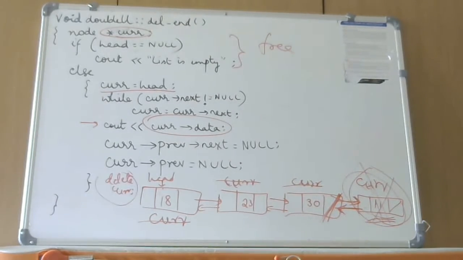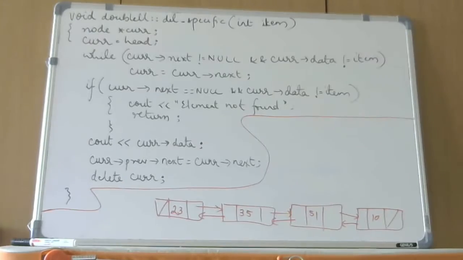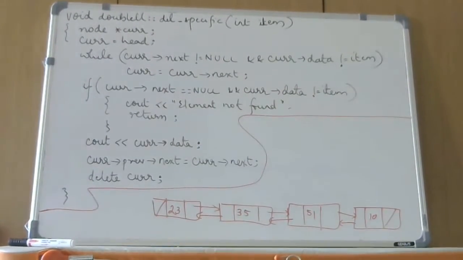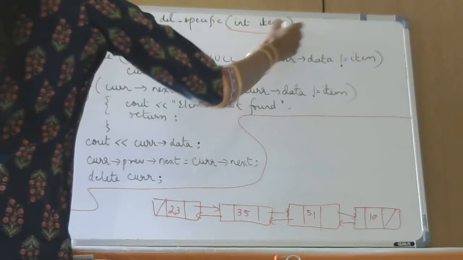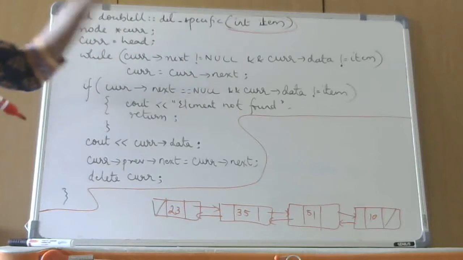So next we will see how to delete a specific node. Okay, we saw deletion at the beginning, deletion at the end. Next we will see how we can delete a specific node. If you observe here, we have taken int item. What is the item that you want to delete? That means which node you want to delete. That you have to accept from the user in the main function and then call this function from the main function by passing this as a parameter.